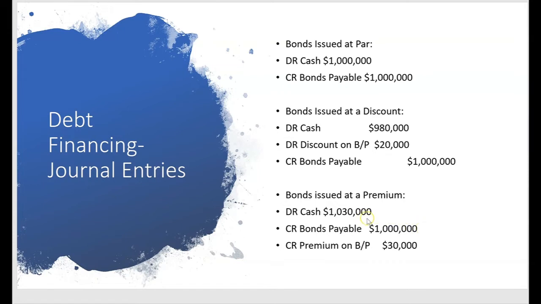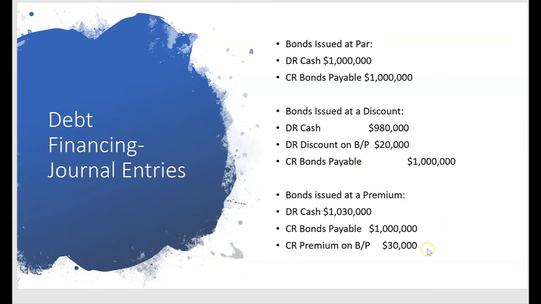Cash will be debited for $1,030,000. You'd still have to pay back the same $1 million. So you'd always credit bonds payable for face, and the difference here will be credited to premium on bonds payable, a credit for $30,000. Notice that bonds payable is credited for the $1 million regardless whether the bond issue was at par, face amount, below par at a discount, or above par at a premium. The bonds payable is always credited initially for the full face amount.